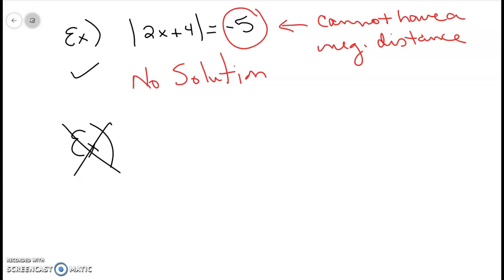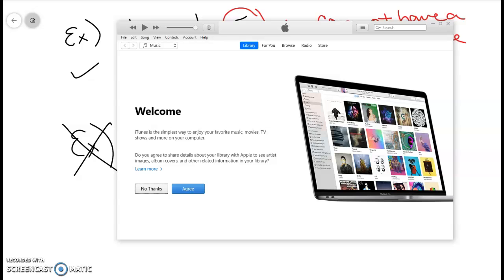So just be careful sometimes if you get the absolute value by itself and it equals a negative number.